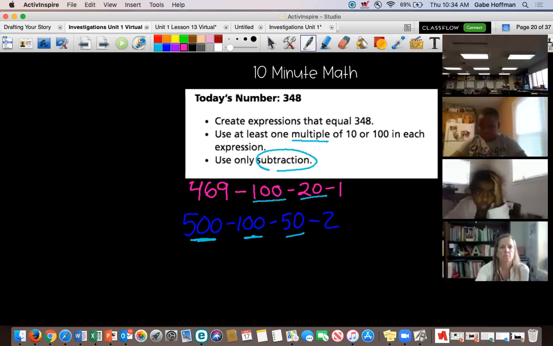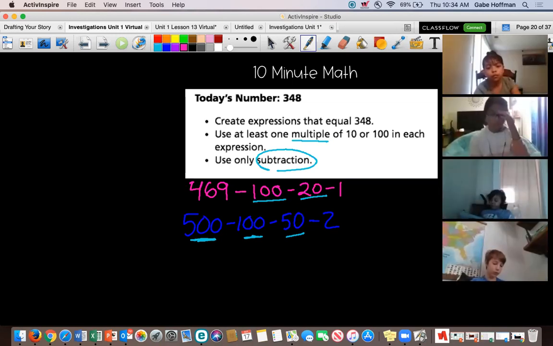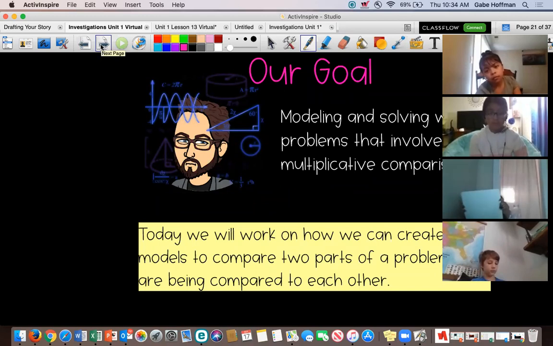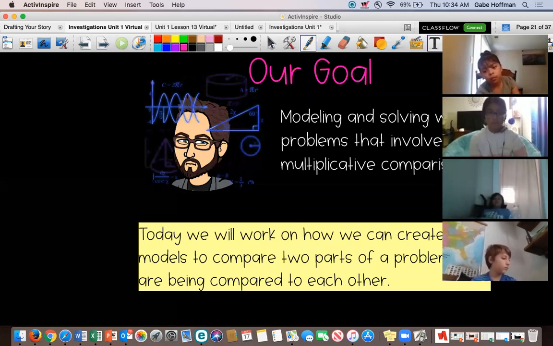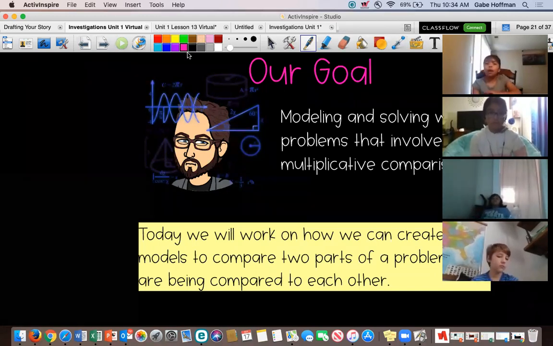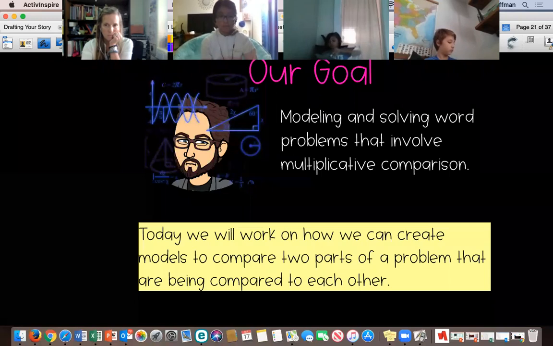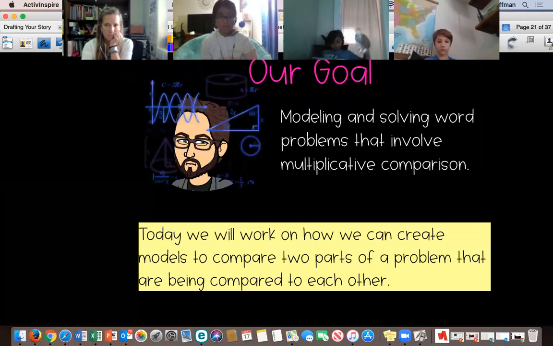Going once. Going twice. All right, we are moving on to our goal for today. Alex J, could you read our goal for today's lesson, please? Modeling and solving word problems that involve multiplicative comparison. Right. Thank you, sir.